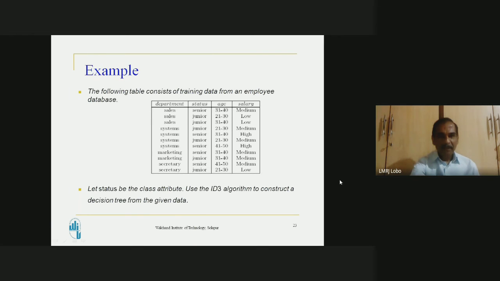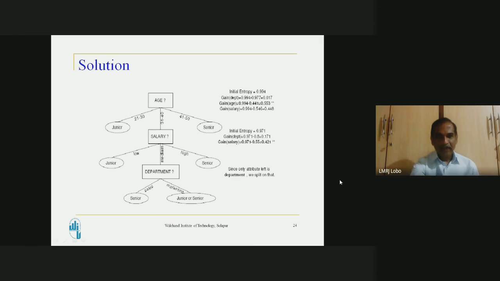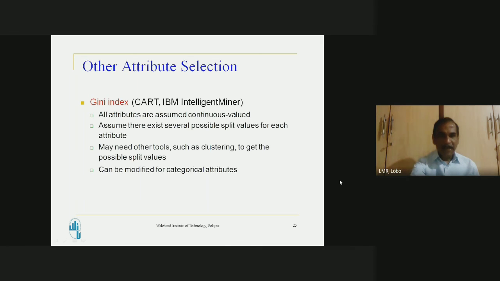We have a table for the employees, and we let the status be a class attribute. Now we use the ID3 algorithm to construct a decision tree, and we get this decision tree which is constructed. We calculate the entropy at the various levels. And the other attribute selection that we are going to go for is depending upon the relationships of the attributes.